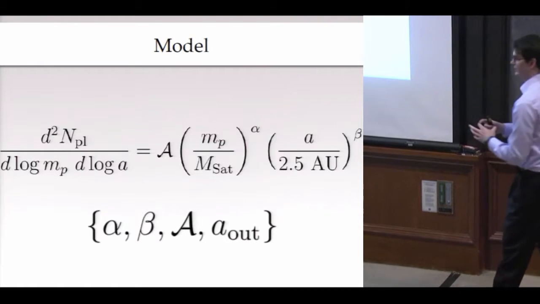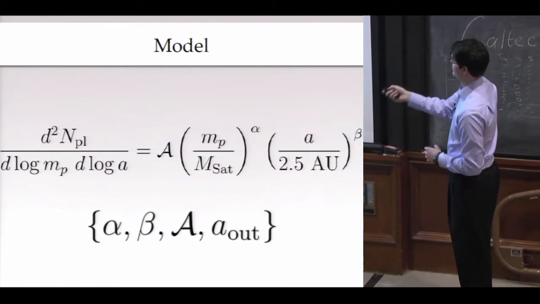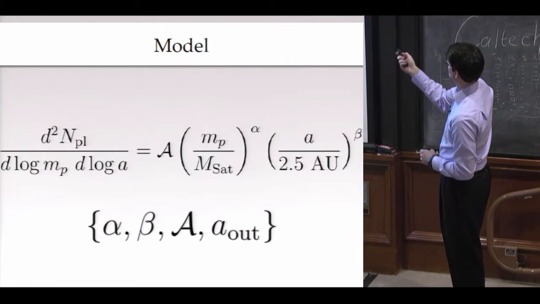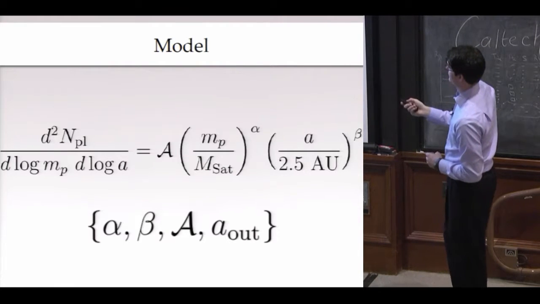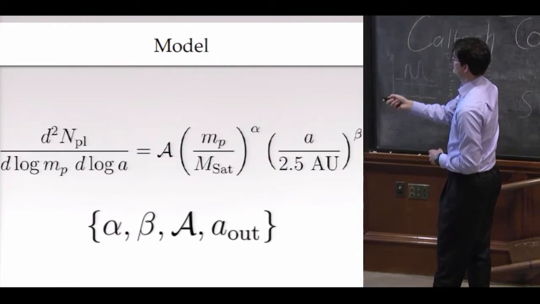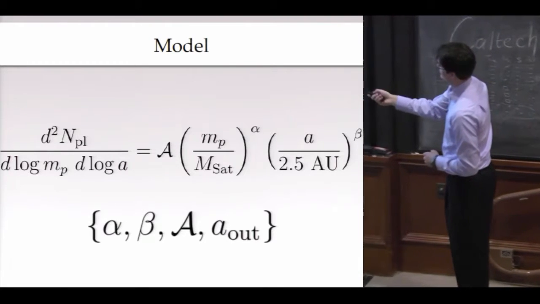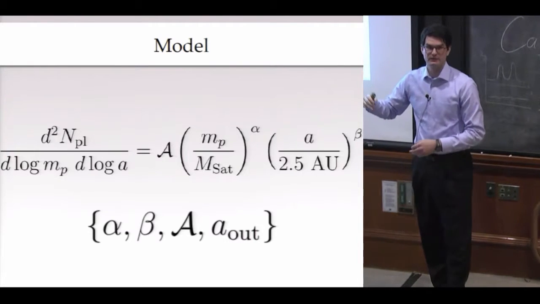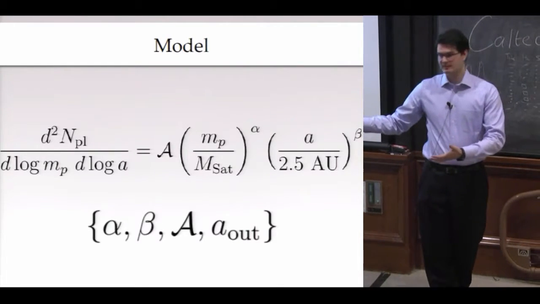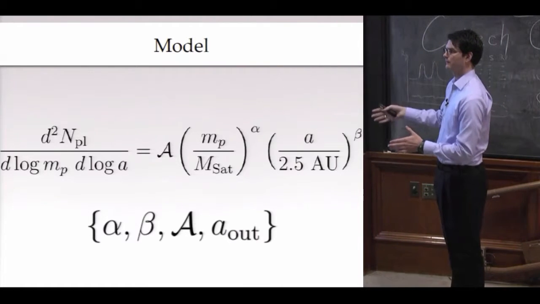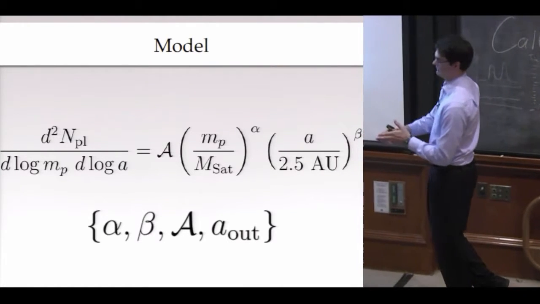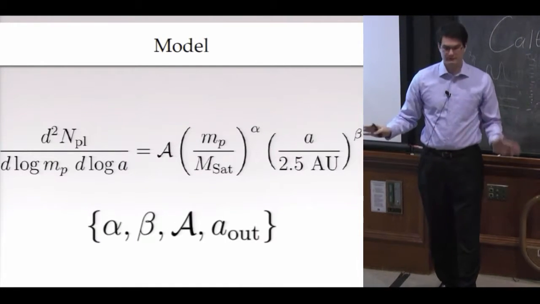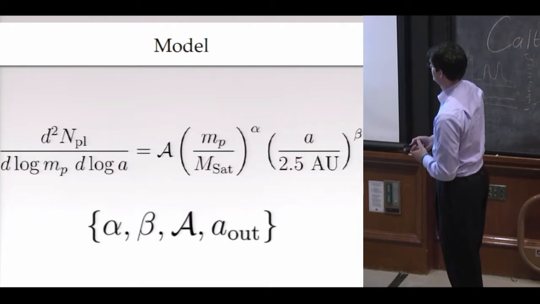I'm assuming a general planet population model described by 4 free parameters. These free parameters are alpha, the slope of the mass function; beta, the slope of the separation distribution function; A, which is the normalization of this entire distribution function; and A out, which is an outer cutoff radius for the separation distribution function. You can think of this as either the maximum semi-major axis in a disk out to which planets form, or the maximum semi-major axis out to which planets have migrated after they have formed, or the edge of your protoplanetary disk, whatever you like. It's just a free parameter of our model.